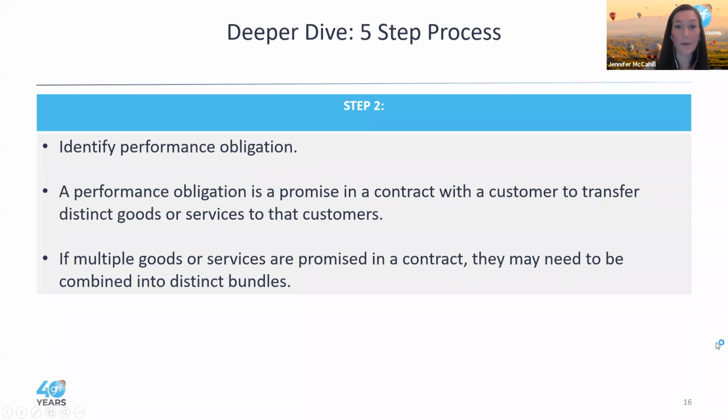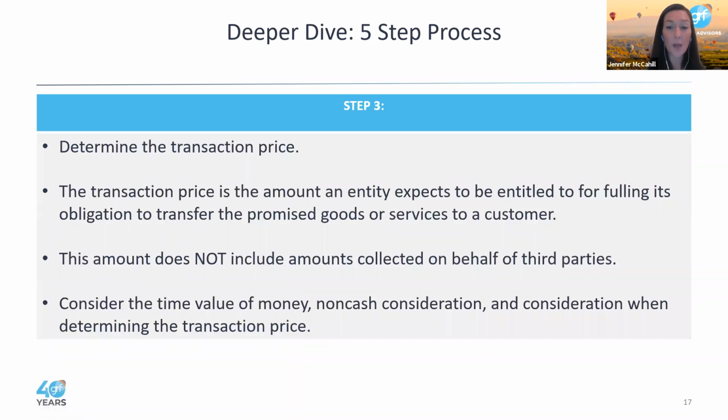And then if we flip to step 3, you then need to assign a price to each of those deliverables, to those performance obligations. So step 2 and step 3 are the hard parts and where we see organizations struggle. Again, this is where a lot of judgment comes into play. But the price would be what you would expect to receive for fulfilling that obligation or the transfer of goods or when you complete the service.